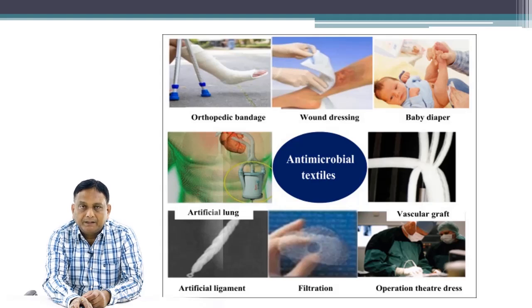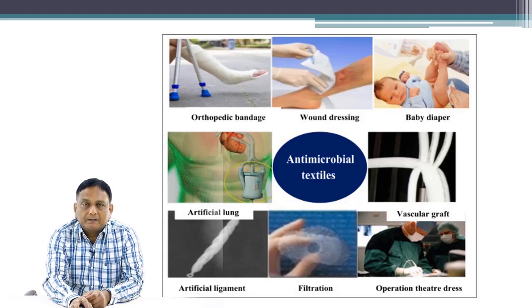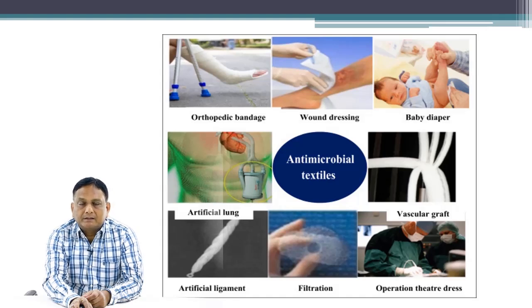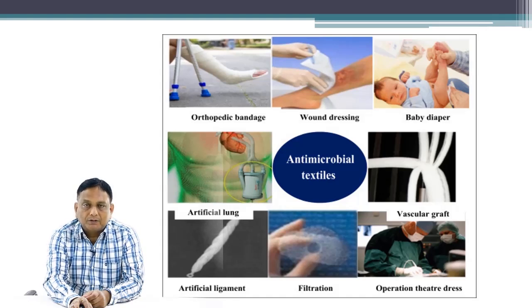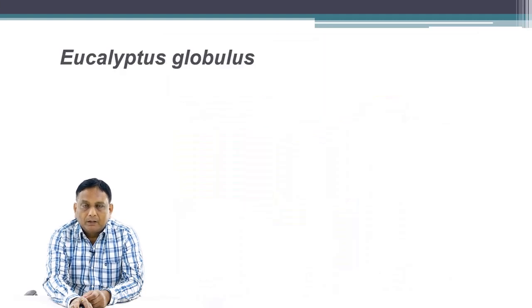Different medical items like wound dressing, orthopedic bandage, antimicrobial textiles are used, baby diaper of course is getting used, then operation theatre dress materials, filtration materials, artificial ligament, artificial lung, vascular grafting. So everywhere these antimicrobial textiles are in use. So it is of great importance in the textile industry. Now let us see some of the case studies.